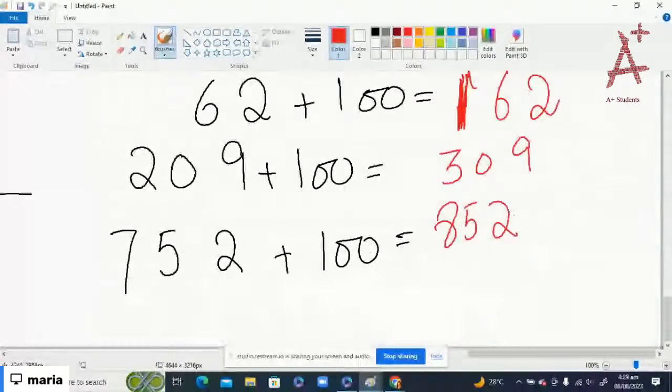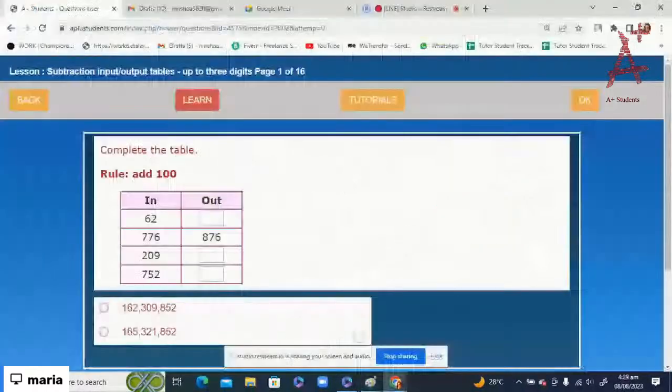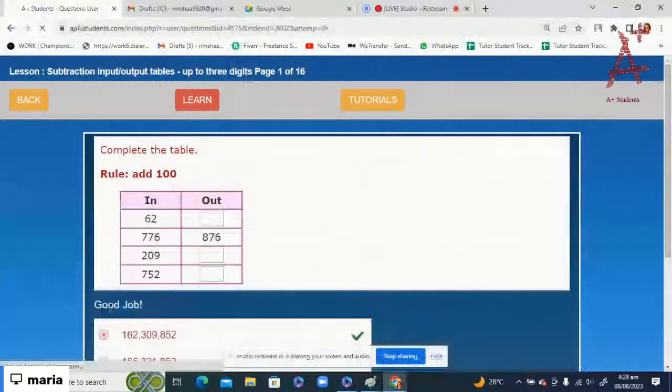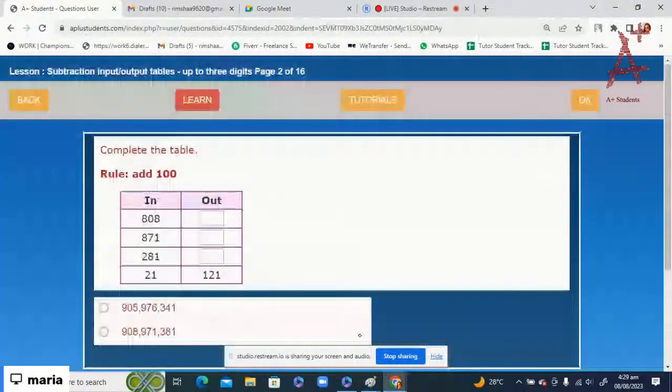852. Let's check. First option, 162, 309, and 852. Okay, so let's check. Option A is 162, 309, and 852. Is that the right option? 162, 309, and 852. Yes, that is the right option. So just click it and then click yes. Okay, so now are you able to solve the rest of the questions by yourself? Now we just go back and then discuss the third lesson.